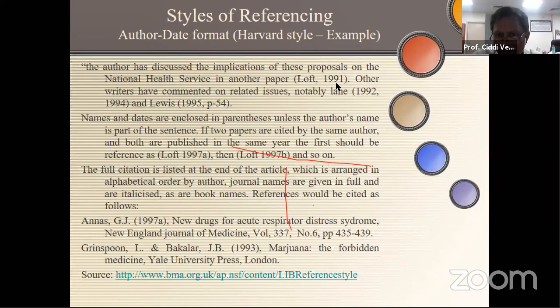And similarly, Lane 1992, Lewis 1995. These are the authors. For example, if there is the same name and same year with two papers, then you can put Laft 1997 A and Laft 1997 B. This is how you have to distinguish between the references. This is what exactly I want to convey to you.